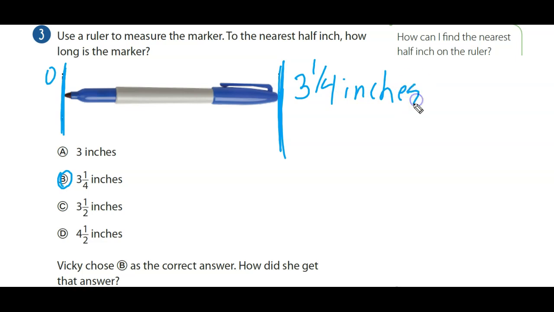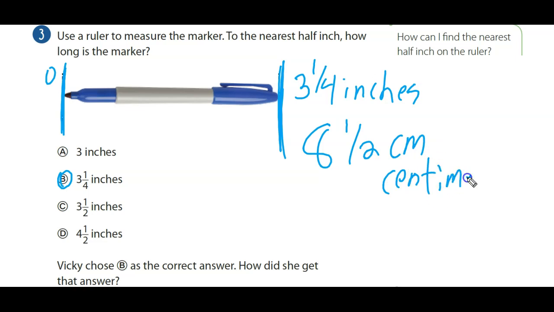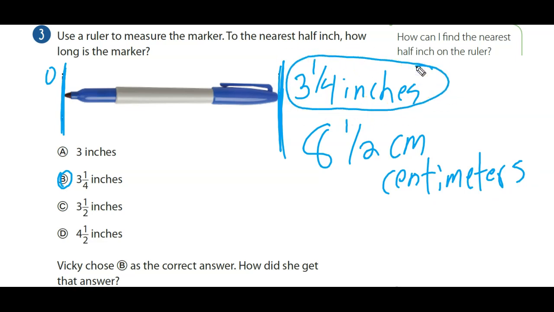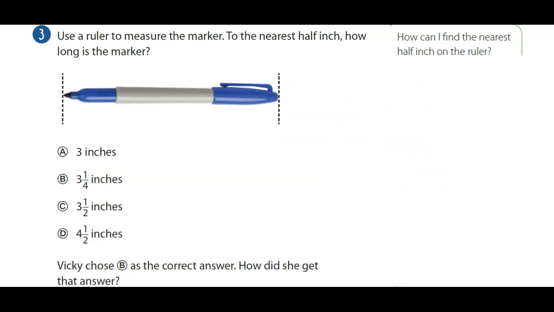Okay. Just for fun, flip the ruler and measure the centimeters. How many centimeters is this? 8.5. Yeah. So if I was going to use centimeters, we found out that this is 8.5 centimeters. That's cm. Okay. Or centimeters. But the question was asking inches. Got to look very carefully at what they're asking you to do.